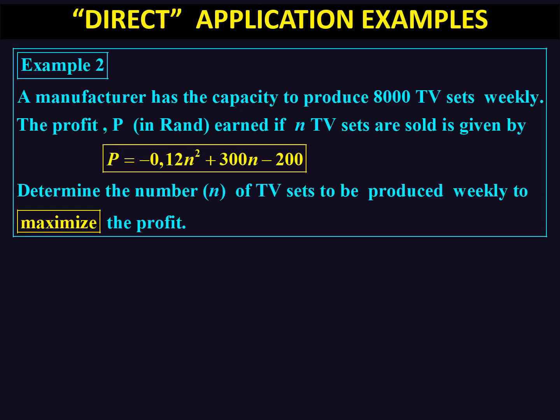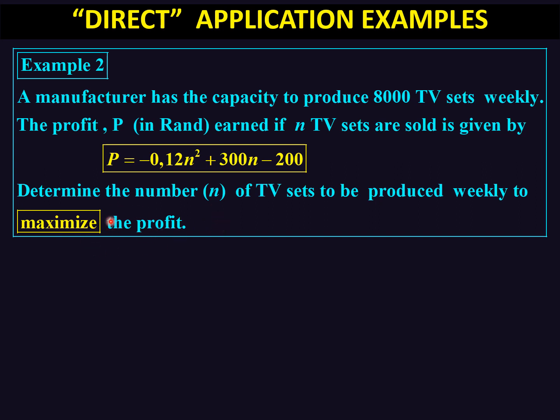Let's look at the second example. A manufacturer has a capacity, or the ability, to produce 8,000 TV sets weekly. What do we mean by has the capacity? That's right, can produce up to 8,000 but not more than 8,000. So there we have from 0 to 8,000. The profit in rand earned if n TV sets are sold is given by, and there we are given an objective equation. Now, determine the number n of TV sets to produce weekly to maximize the profit.